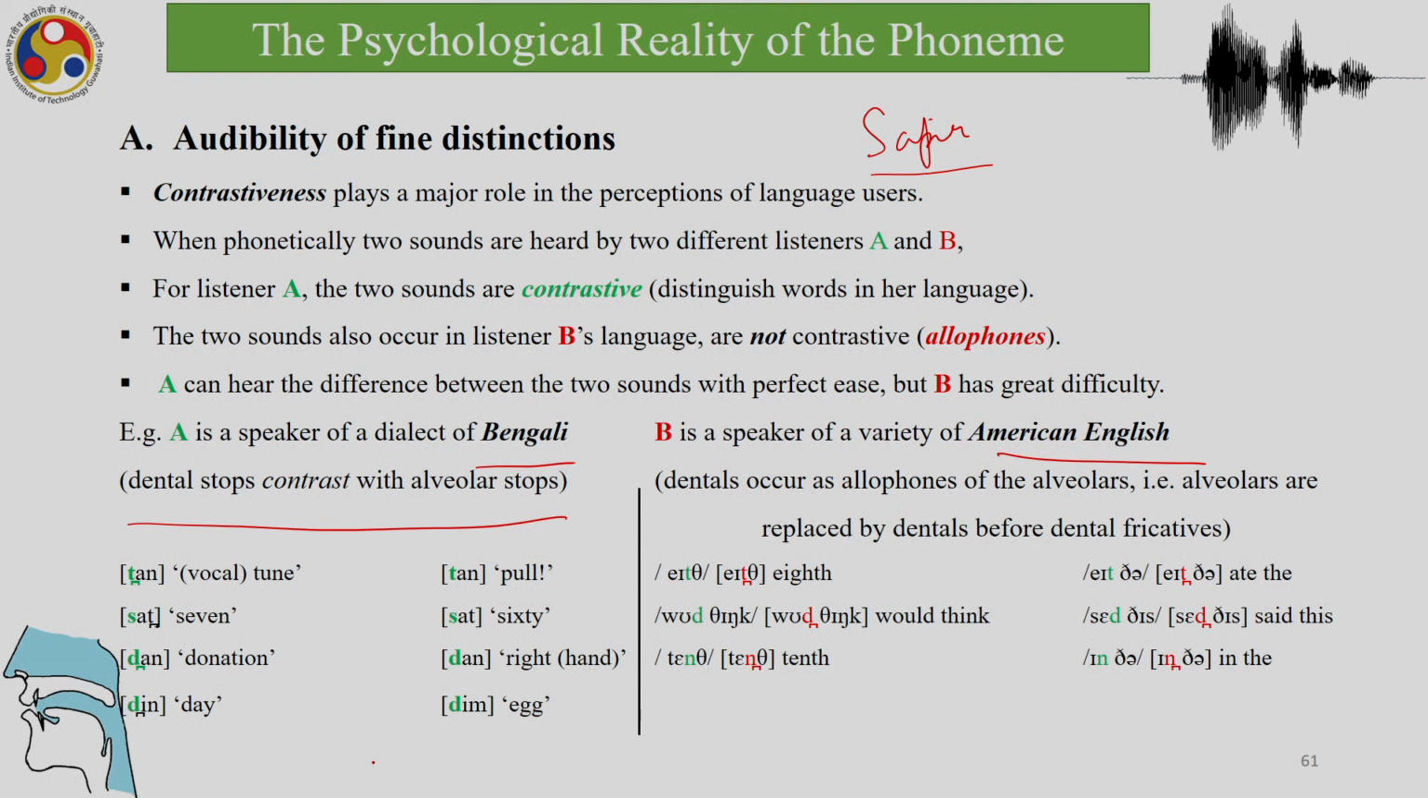Whereas in American English also we might find dental and alveolar contrast. We saw that with the nasals, where we saw dentalized nasals and alveolars, and that is possible for stops as well when there is a following dental fricative. So "ate the" could be dentalized because of the following dental fricative, and also in "eighth", the t can be dentalized.